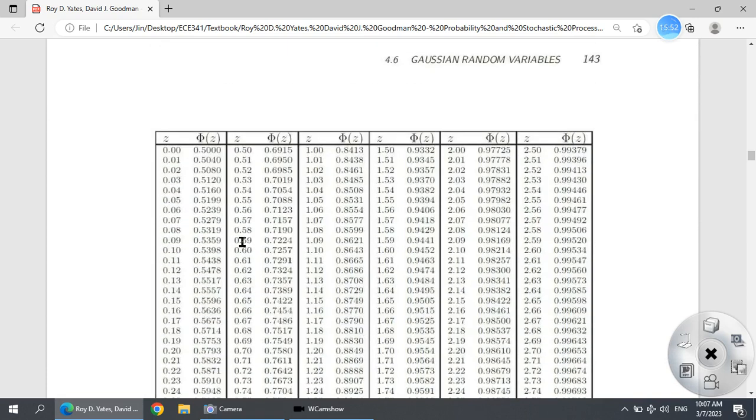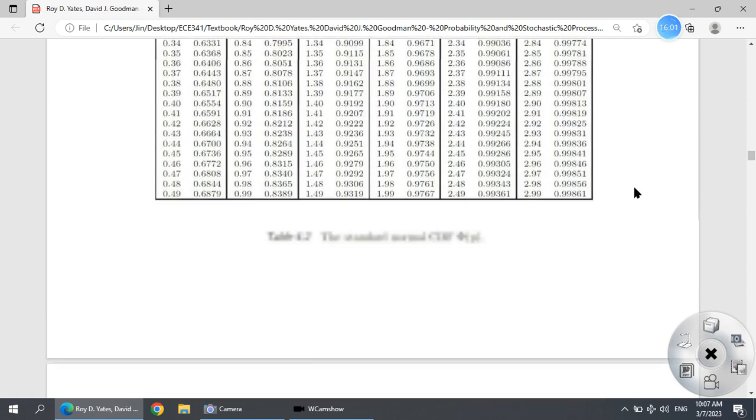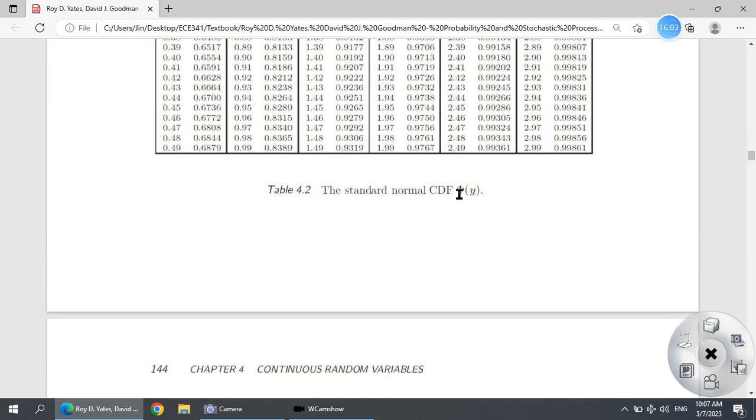Z and phi Z. Phi Z is the CDF, phi of Z. Actually, in the table it says Z here. It's kind of a typo. It should be phi Z.